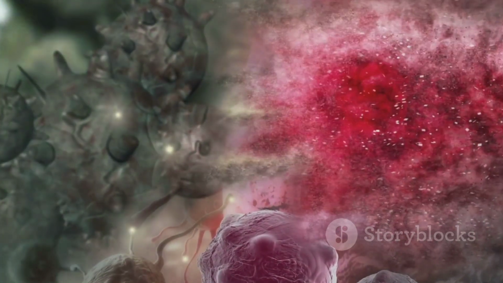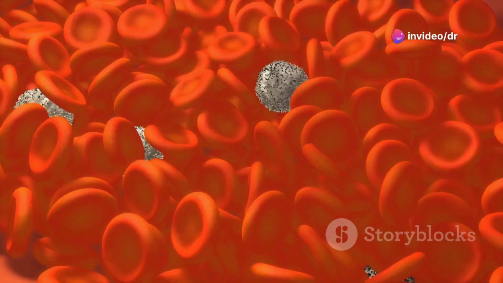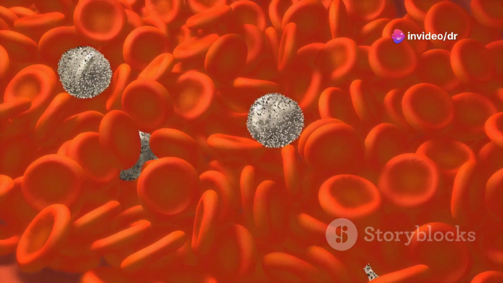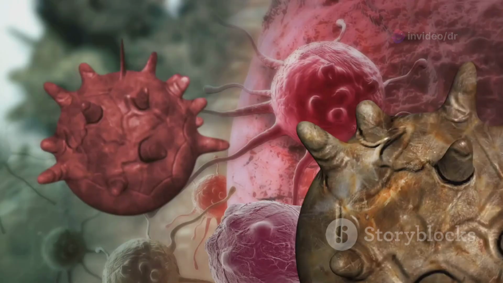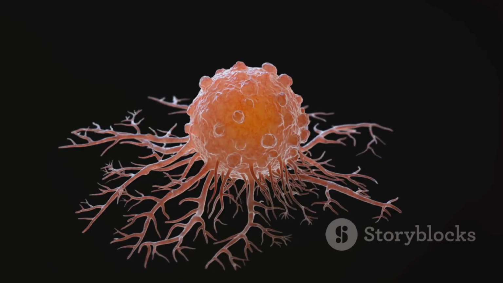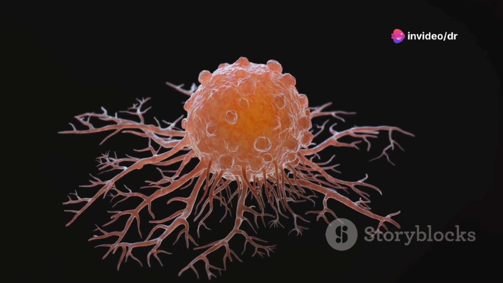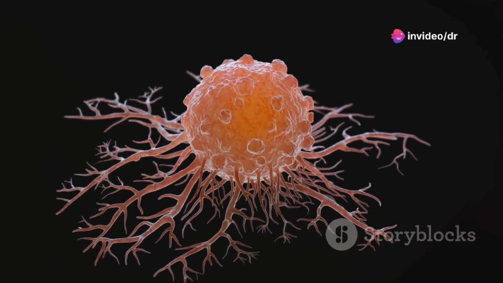Imagine cells as tiny factories, each with a specific role to play in the body. Normally, our body controls the production of these factories, creating new ones only when needed. But in the case of cancer, this system goes haywire. The factories start multiplying without any checks and balances, leading to the formation of a mass or a tumor.